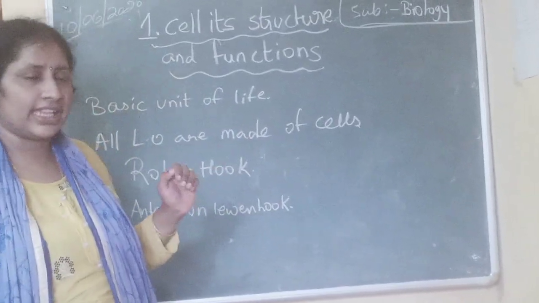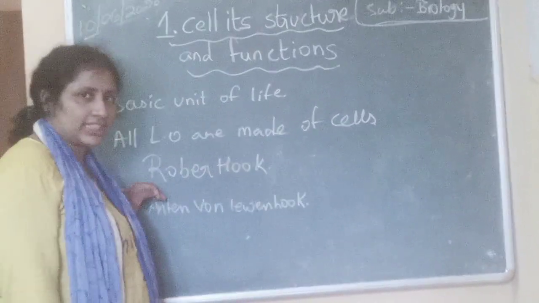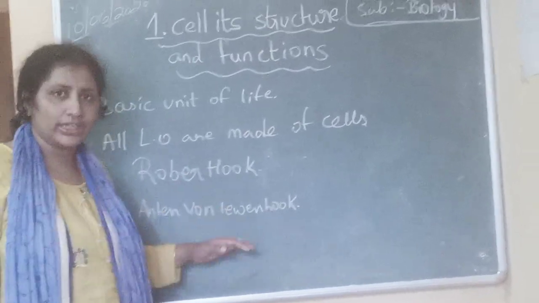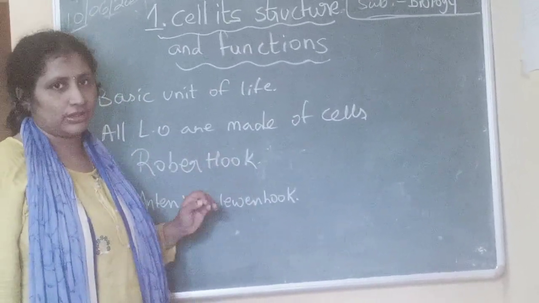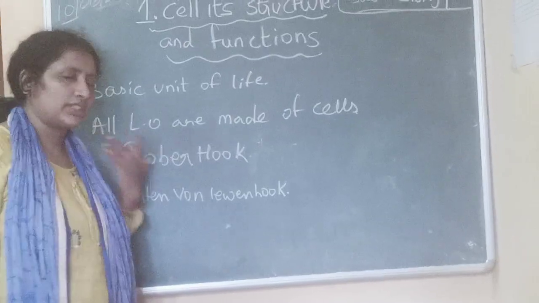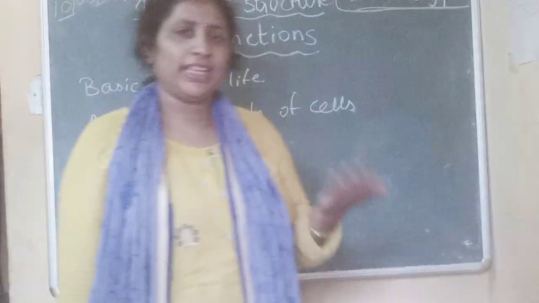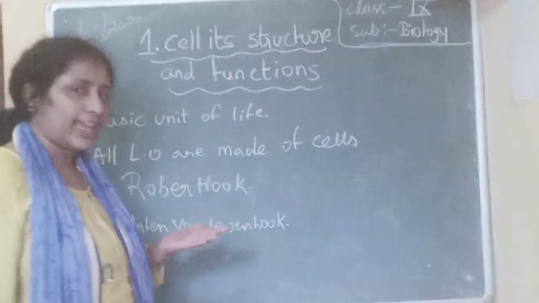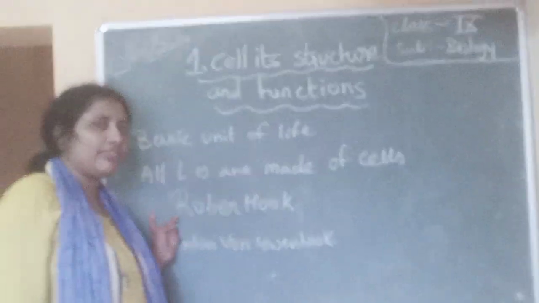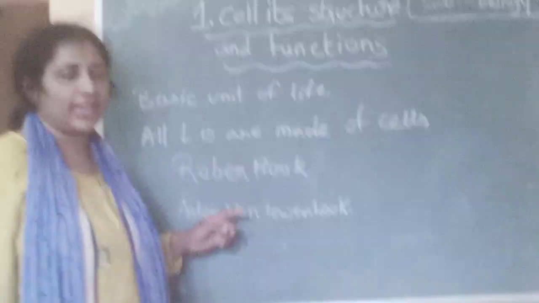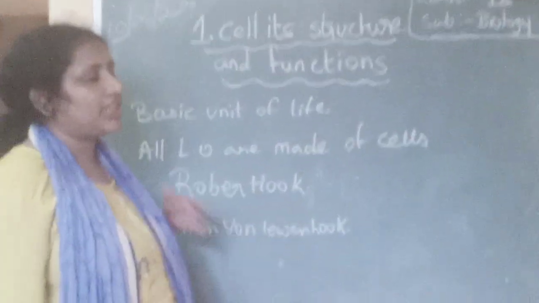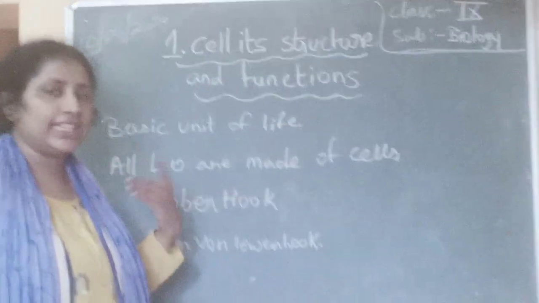Who discovered cell? Robert Hooke discovered cell. Anton von Leeuwenhoek discovered the microscope. By that, it became easier to study further about the cell. So the first cell was discovered by Robert Hooke. Anton von Leeuwenhoek discovered the microscope. His inventions helped cell to be studied in detail.